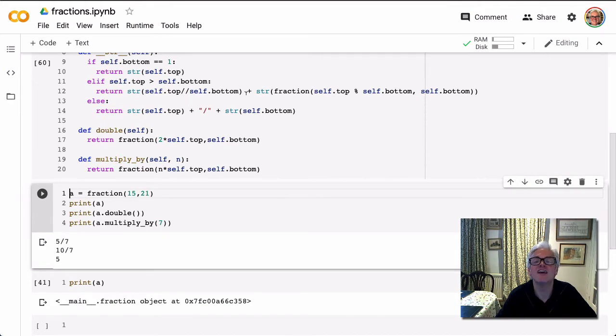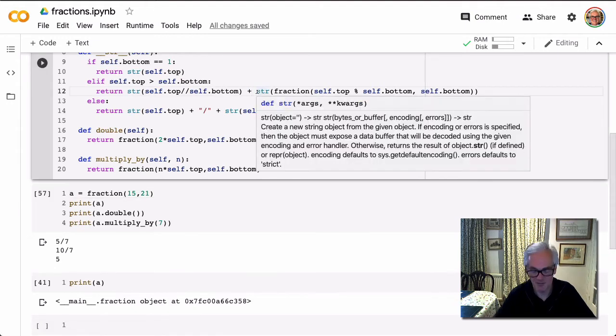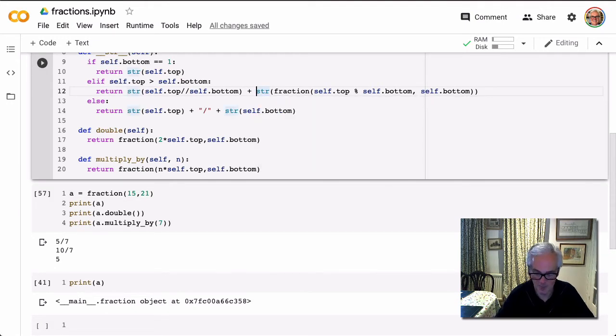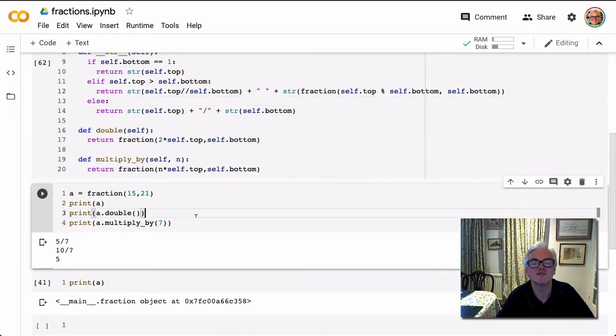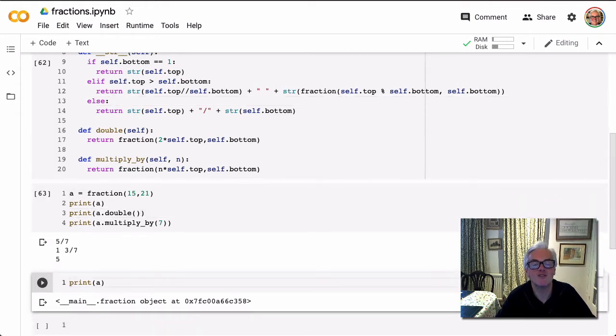I've got a little bit of a worry about how this is going to be displayed. So I'm going to put a space in there in the middle of the concatenation. Oh, I think it's shift return to make sure it takes. 1 and 3/7, 5. That was far too much faff for just social niceties of displaying mixed numbers correctly. Okay, so all of that seems to be working. We've got multiply by is working. We've got double is working.